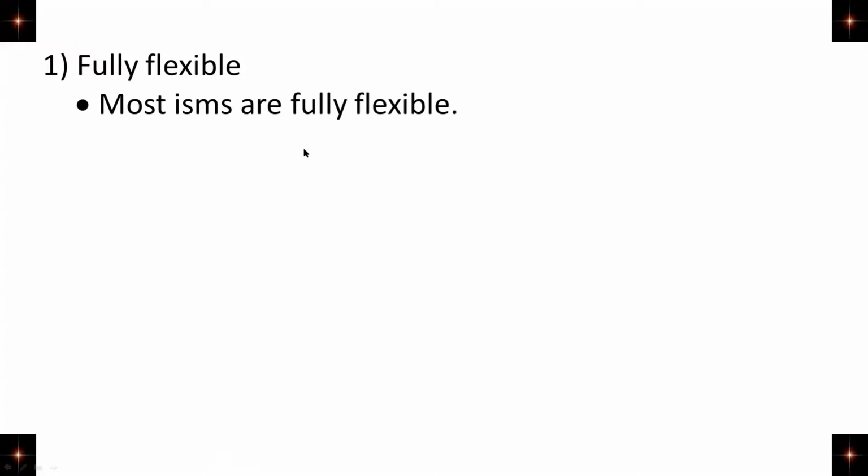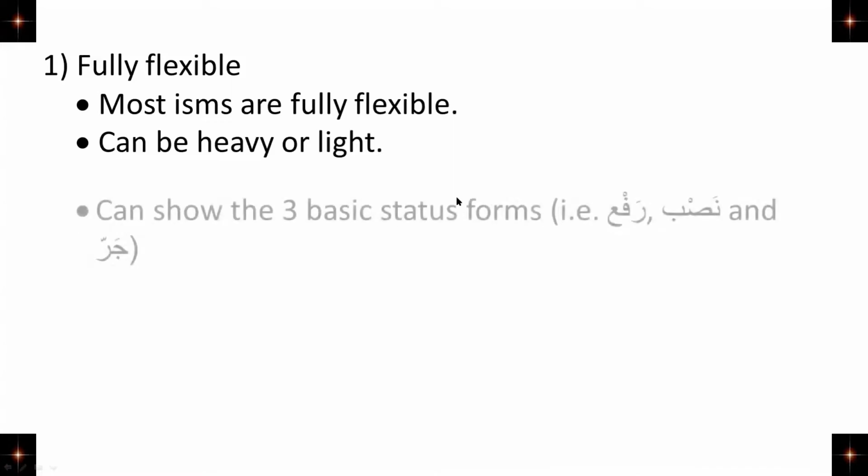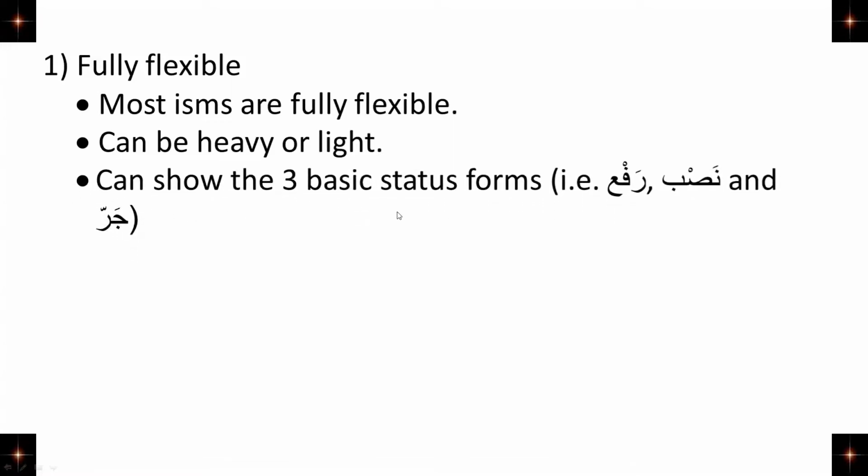So most isms in Arabic are fully flexible, and they can be heavy or light. So kitabun, kitaban, kitabin, and it can be kitabu, kitaba, and kitabi. That means it can show all the three basic status signs or status forms, Rafa, Nasb, Jar. In Rafa status, it will show the Dhamma. In Nasb status, it will show the Fatha. And in Jar status, it will show the Kisra.